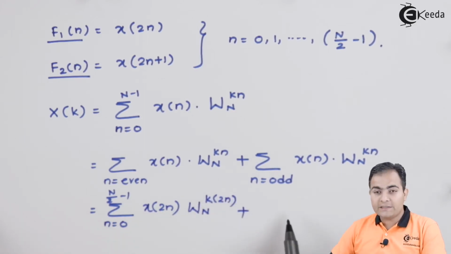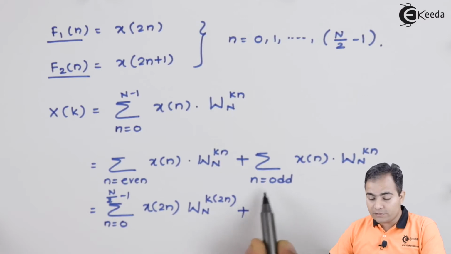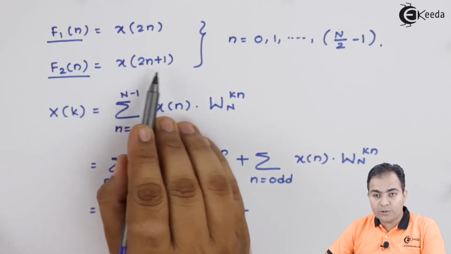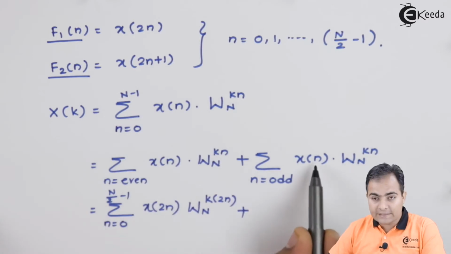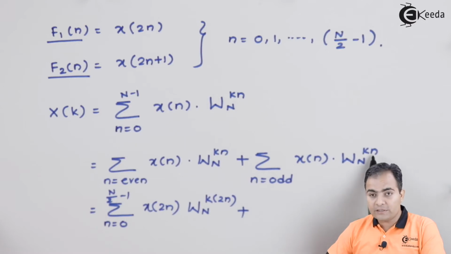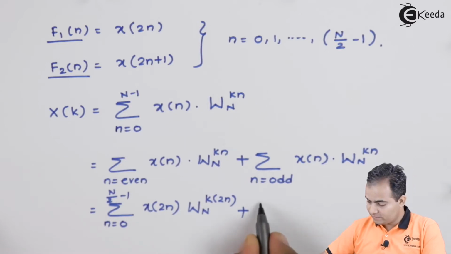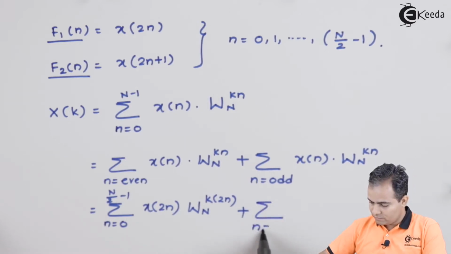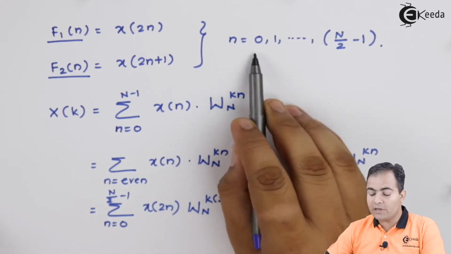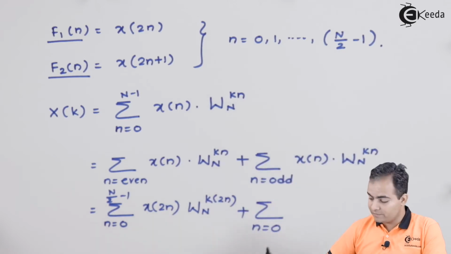Similarly, on the second side, here I'm going to substitute the odd values, which means this x of n is replaced by x of 2n plus 1. In short, we can say that this n is replaced by 2n plus 1. So this n will also be replaced by 2n plus 1. The summation limit value is the same, that is, it starts from 0 and the last value is n by 2 minus 1.